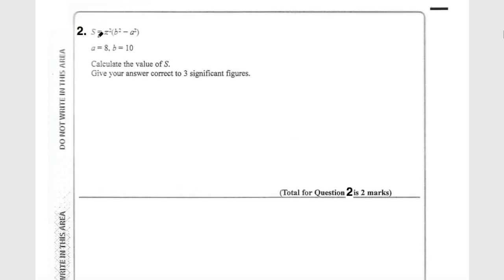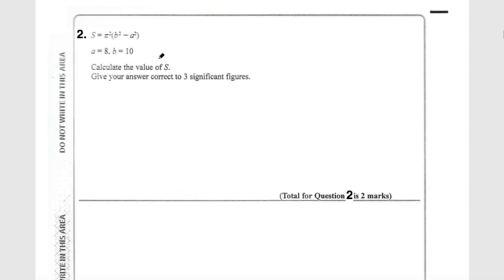Question 2 says S equals pi squared bracket b squared minus a squared, A equals 8, B equals 10. Calculate the value of S. Give your answer correct to 3 significant figures. Okay, so we just need to substitute these values into that equation, and then basically this is assessing BIDMAS, so making sure that you know which operations to do first.